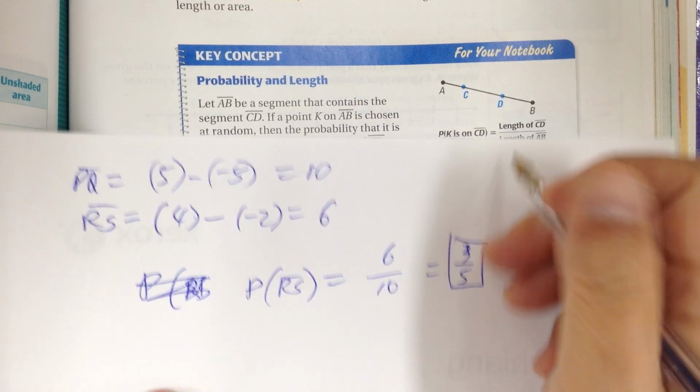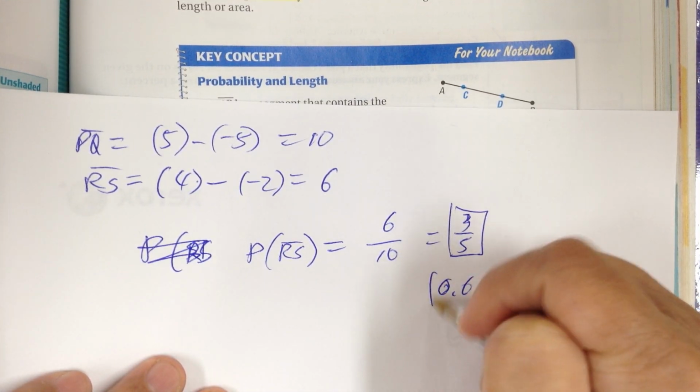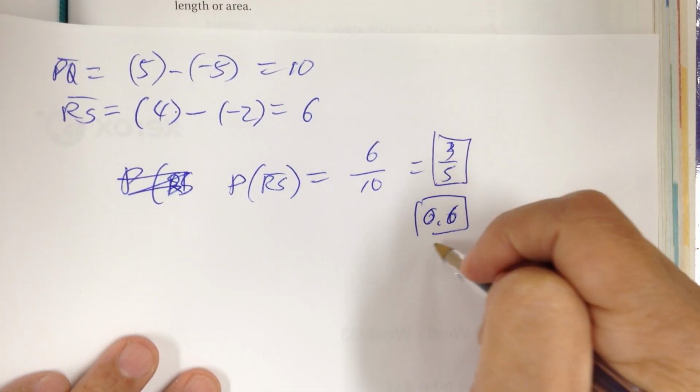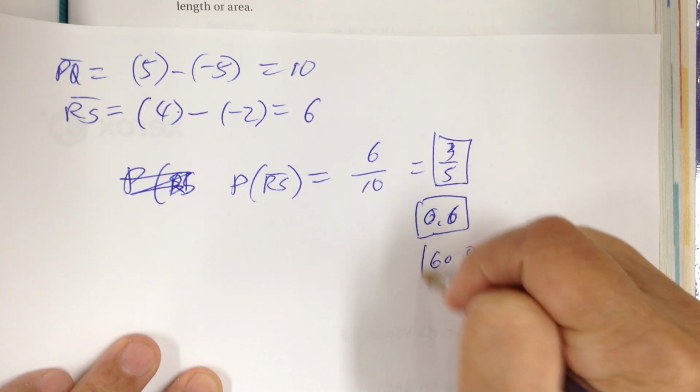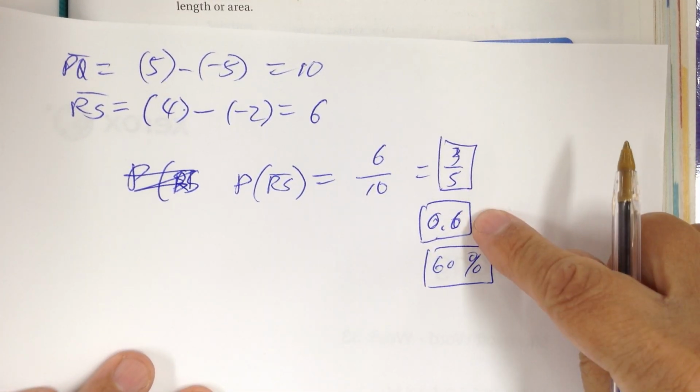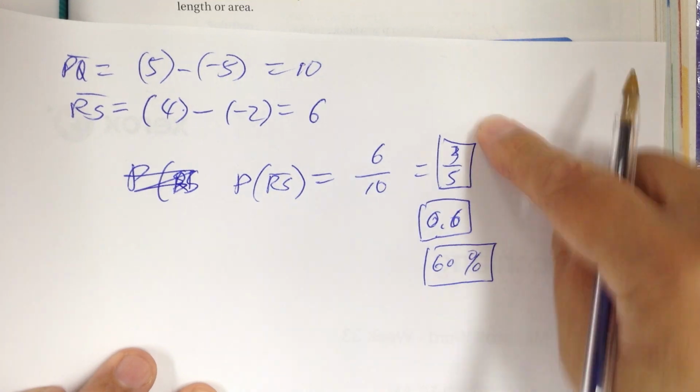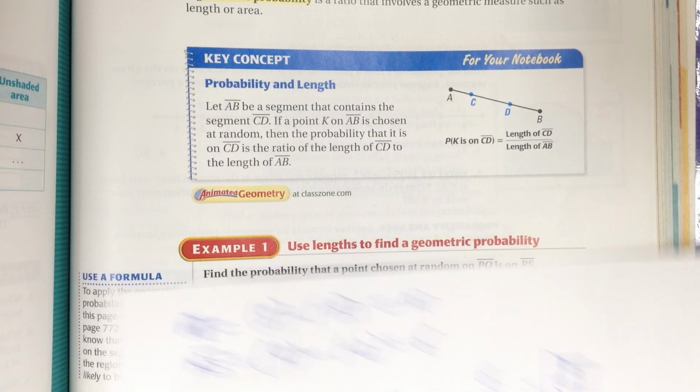Now, if you use decimal, it would be 0.6. And if you use percent, it would be 60%. So you can use fraction, decimal, or percent. Either one is acceptable.